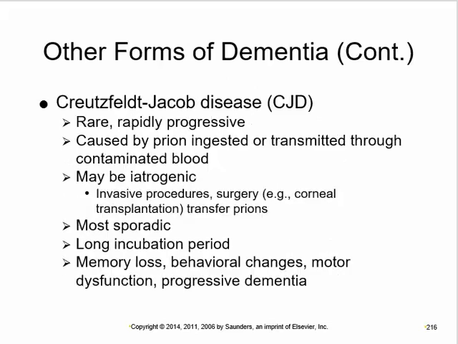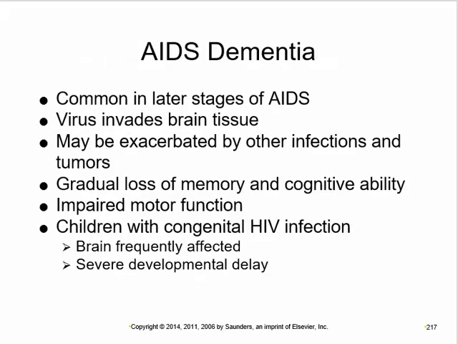There are other dementias. One of them is called Creutzfeldt-Jakob, and it's caused by a prion, which is basically the same thing as mad cow disease. They worry that it could be transmitted through contaminated blood, that kind of thing. AIDS will also give dementia, but we're not going to worry much about that. But it's later stages because the virus invades brain tissue, and there's other infections, sometimes tumors, because of the immunodeficiency.